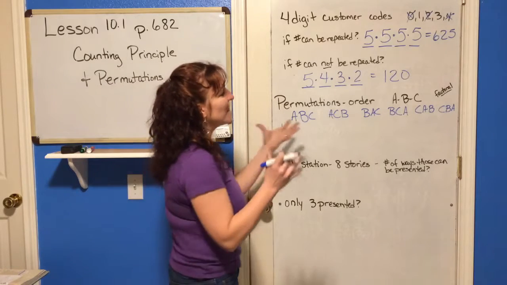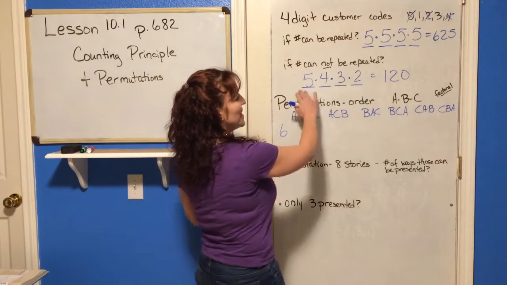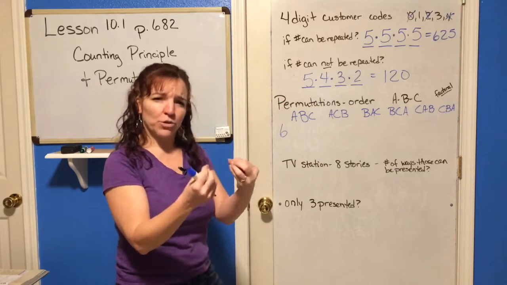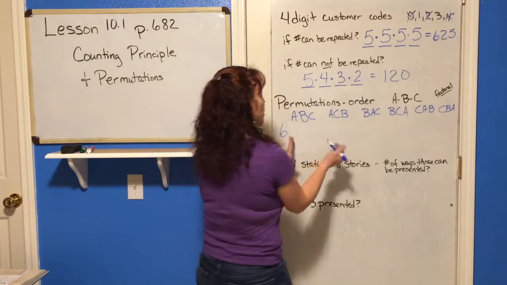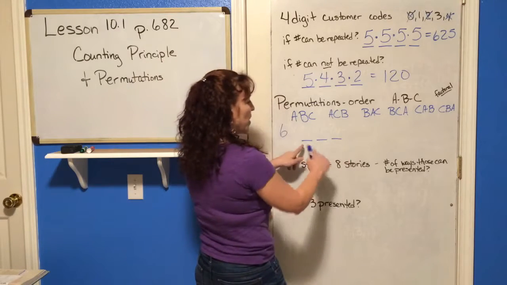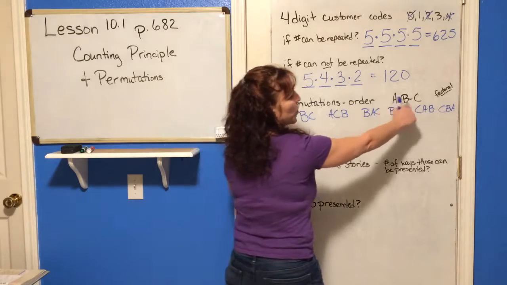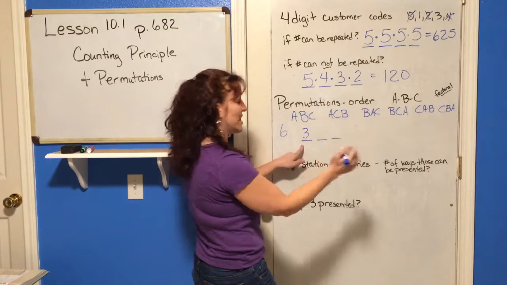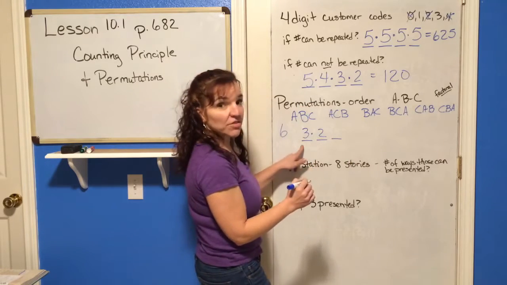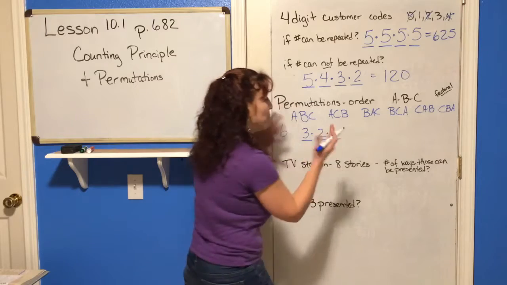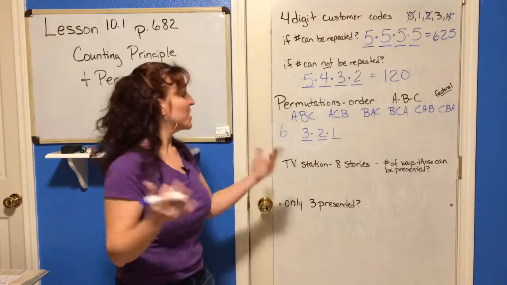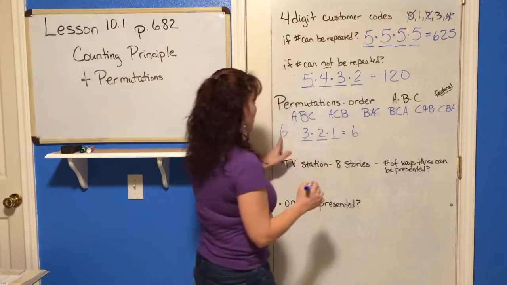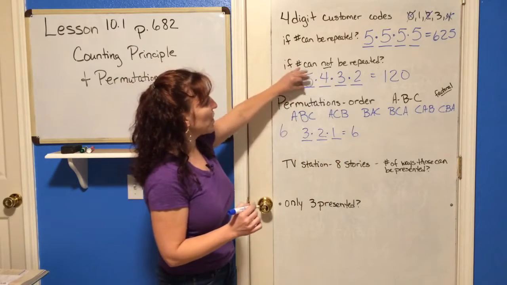This is going to be the same type of thing that we just did up here. If we can't repeat, that means that the order matters. So when we choose an A, a B, and a C, when we choose A, we've got 3 choices, either A, B, or C. Once we've chosen one, there's only 2 options left. Once we choose 2, there can be only 1 option at the end. So this 3 times 2 times 1 is where we get our 6, and that's the same type of thing we did here.